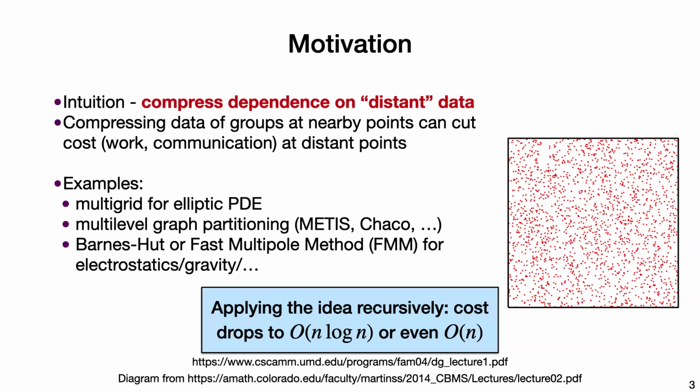Compressing this data by groups of points which are far away can reduce the work and the communication. First, it reduces the work because you don't have to do every single other interaction onto you; you just have to look at the average and do that interaction. It also reduces the communication, because if that data was far away on a different processor, you would only have to transfer one piece of data rather than however many pieces of data correspond to the points on the other processor.